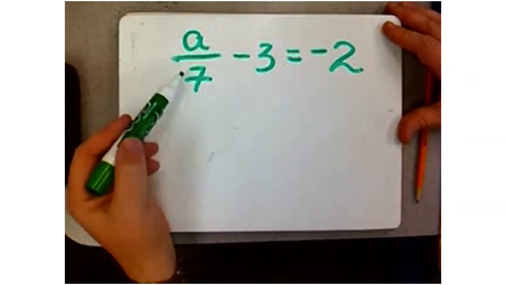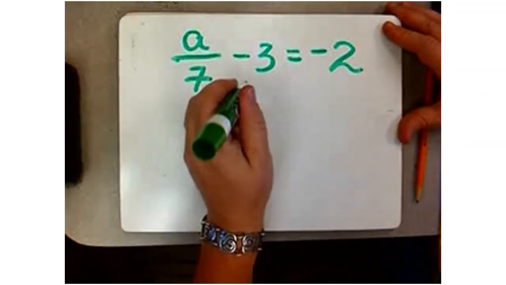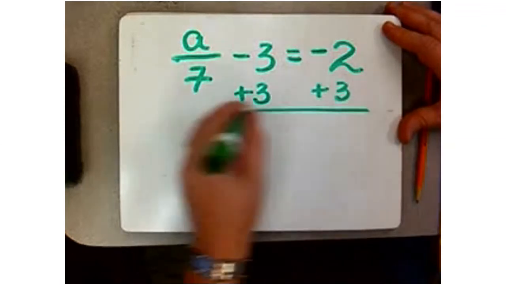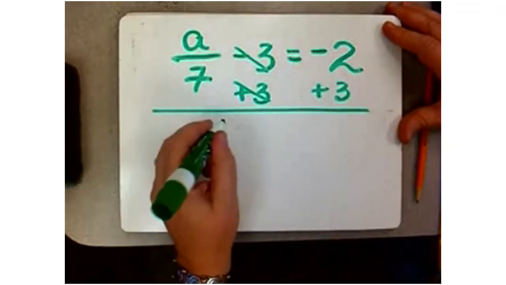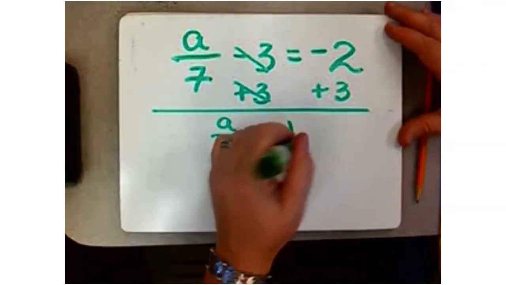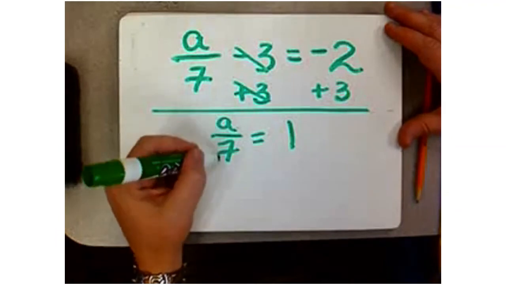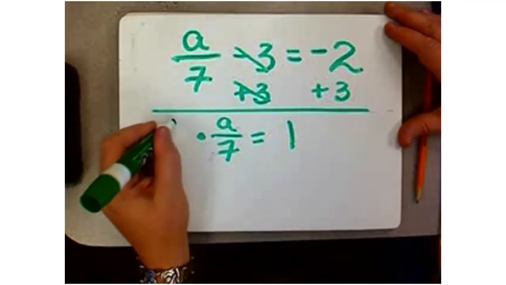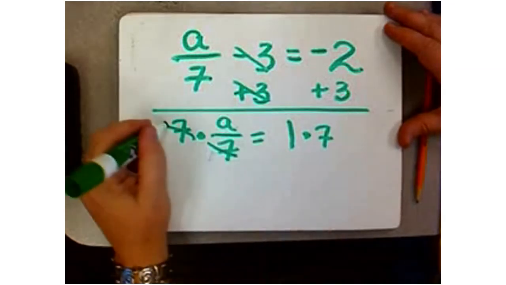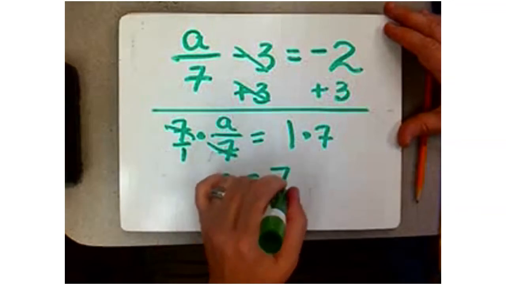Okay, so a over 7 minus 3 equals negative 2. In order to get rid of the minus 3 or negative 3, we want to add 3 to both sides. We have a over 7 equals negative 2, and a positive 3 would be a positive 1. And then a over 7 is a divided by 7. We want to multiply by 7 on both sides to cancel those 7s. We have a equals 1 times 7, which is 7.